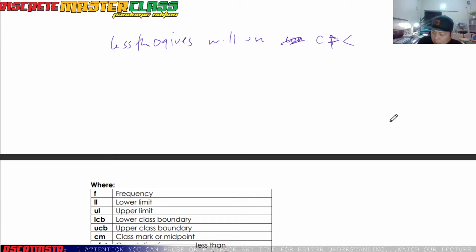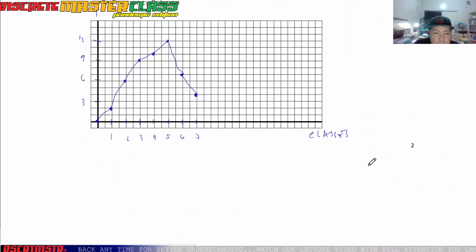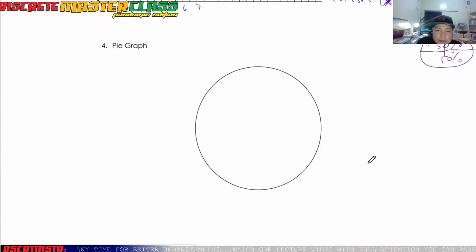Sulat ko muna para hindi taas baba. Hindi ko na-copy eh. 4, 12, 18, 20, 24, 14, 8. So, gumawa ka ng pie graph, kunin mo yung center. The first thing na gagawin mo is kunin mo yung center. Let's say ito, I don't know kung eksakto, no? Gawa ka ng radius. Tapos, hatiin mo yan. Ito, 100% to. Hatiin mo.